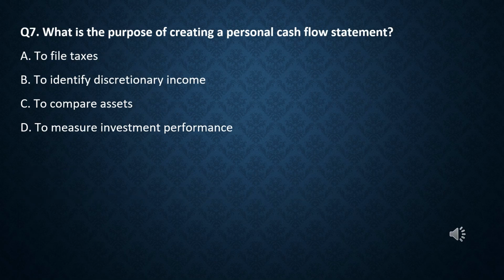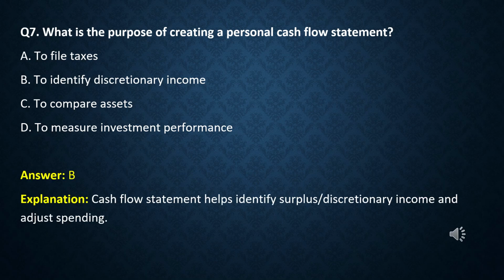Next question. What is the purpose of creating a personal cash flow statement? Option A, to file taxes. Option B, to identify discretionary income. Option C, to compare assets. And option D, to measure investment performance. Correct answer is option B, to identify discretionary income. Cash flow statement helps identify surplus or discretionary income and adjust spending.